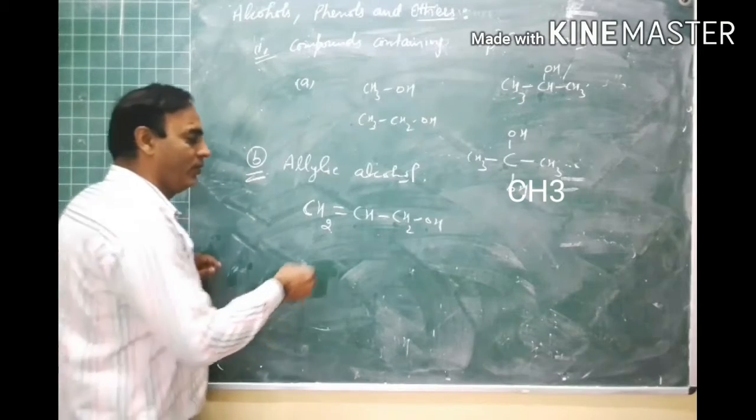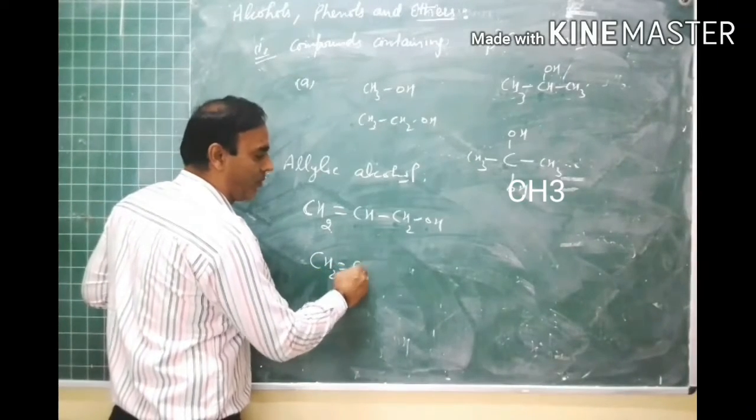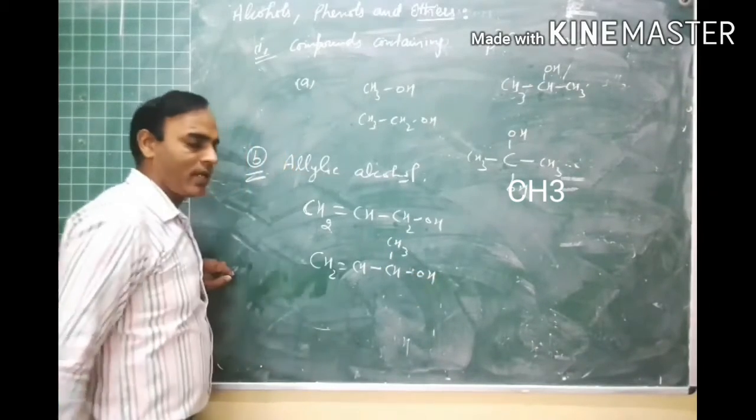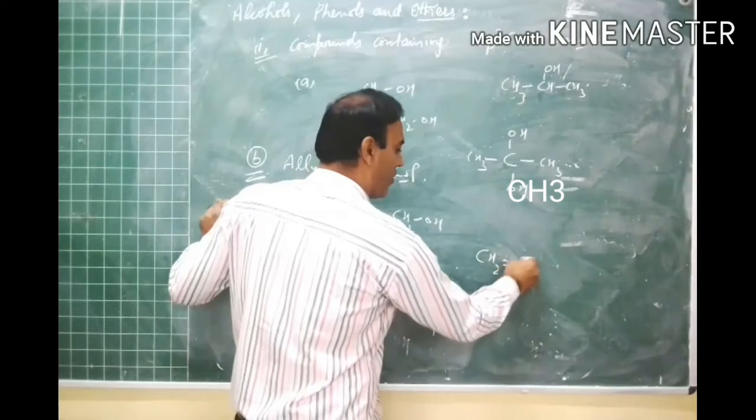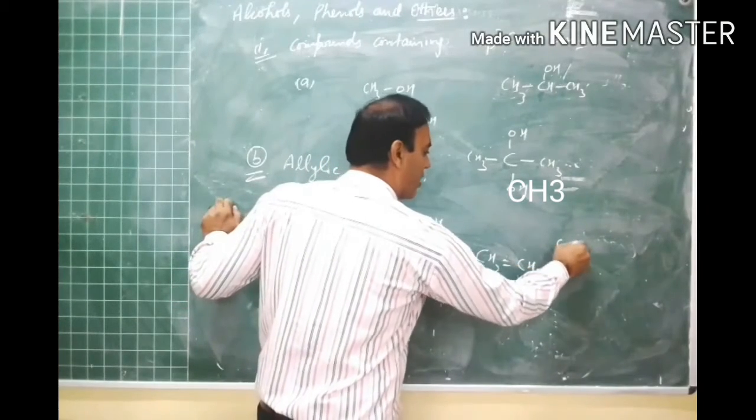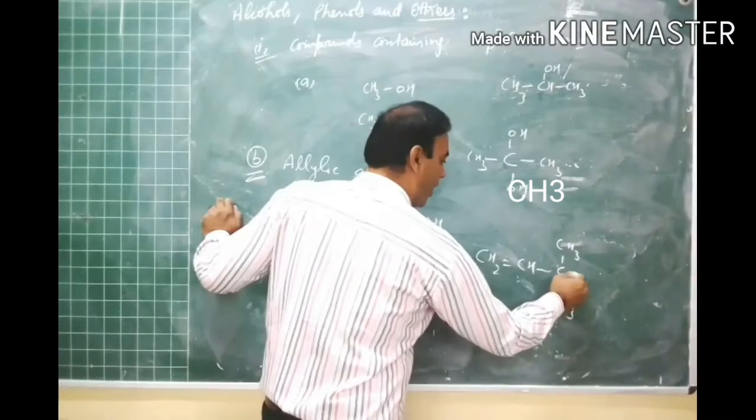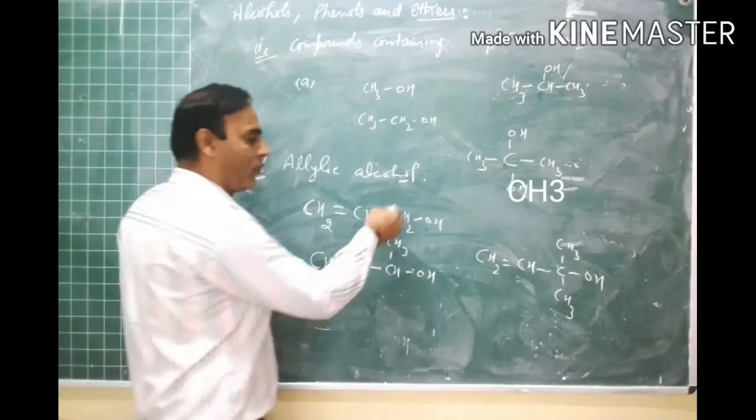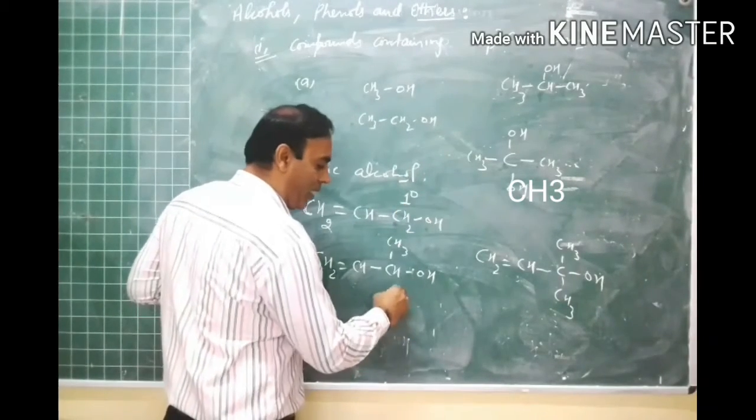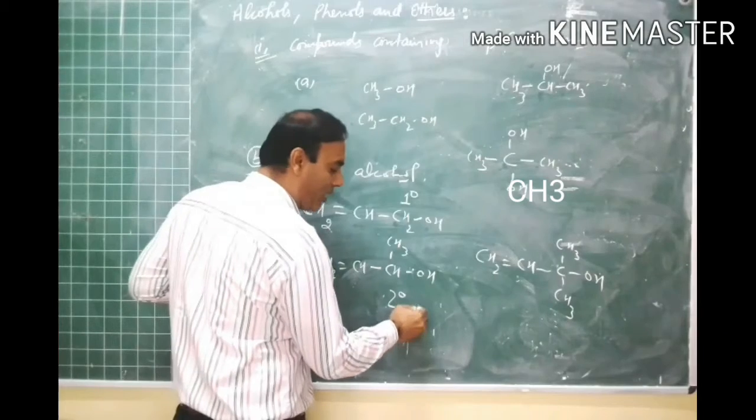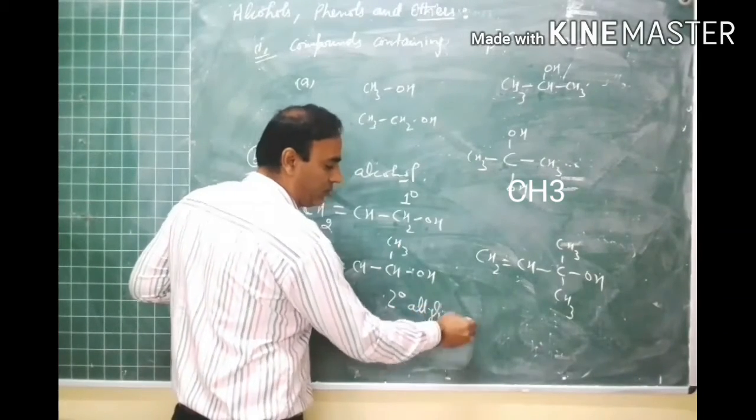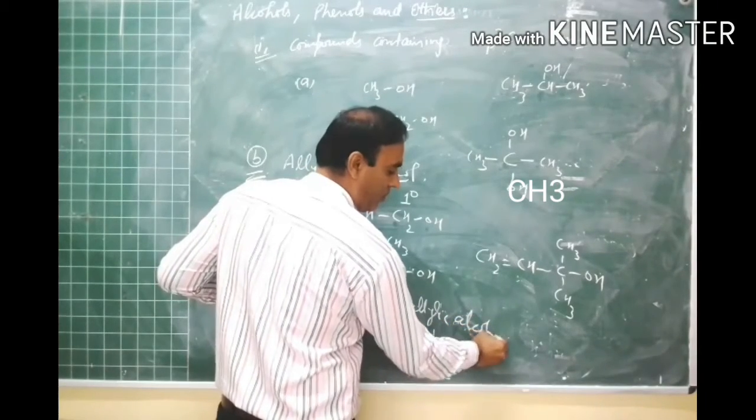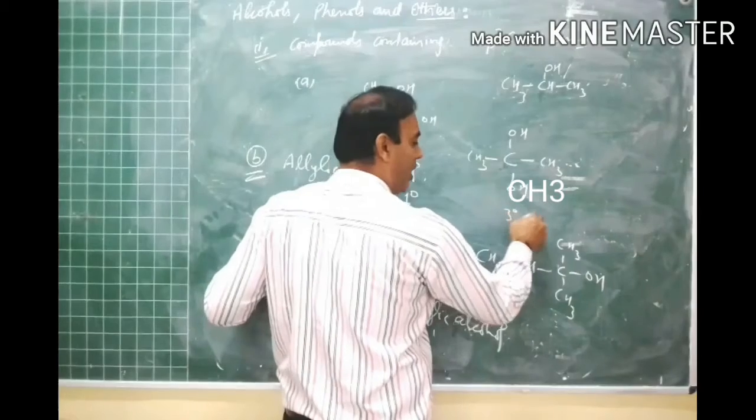We can take another example, CH2=CH-CH-CH3 with OH. We can take another example, CH2=CH-C(CH3)2 with OH. This is another example of allylic alcohol, and we can call this 1 degree allylic alcohol, this is known as 2 degree allylic alcohol, and this is known as 3 degree allylic alcohol.